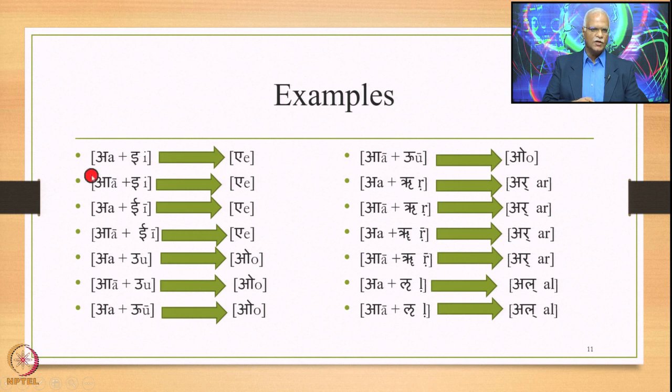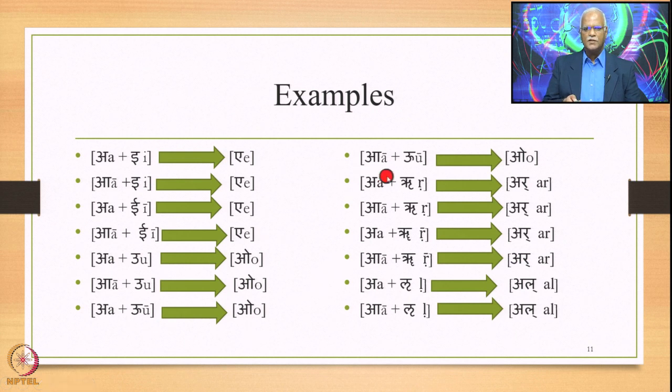So a followed by e, and the resultant substitute would be e in place of both a and e. Similarly, a plus short i, and they both get substituted by e. Similarly, a plus long i, and they both get substituted by e. Then we have long a plus long i, and they both get substituted by e. Then we have a plus u, both short, and you have the sutra 6187 applying, and the resultant substitute is o. Similarly, long a plus u, and the output generated is o. Then we have a plus long u as input. In place of both of them, after the application of 6187, we get the output o.